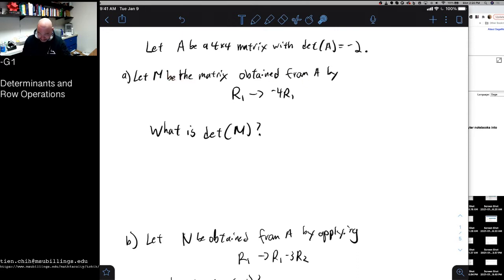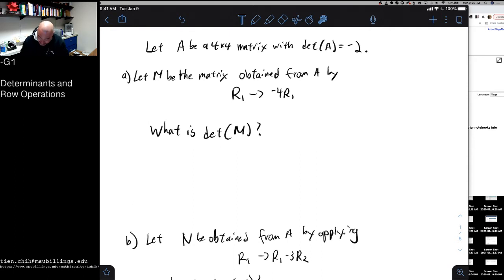Let M be a matrix obtained from A by taking R1 and replacing it with -4R1. So if we imagined what would happen to a parallelogram, or maybe even just a square, what you're doing is you're taking one of the dimensions of the square and you're pulling it down, right? You're flipping it and stretching it out by -4. So any positive area that you had is going to scale by 4 and turn negative. Any negative area that you have is going to scale by 4 and turn positive.